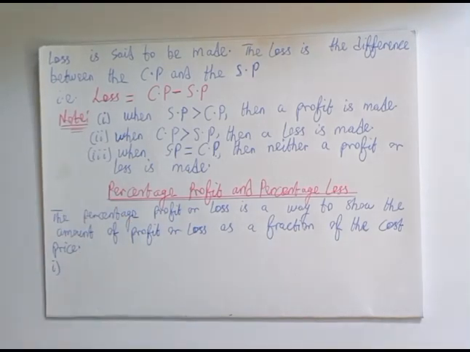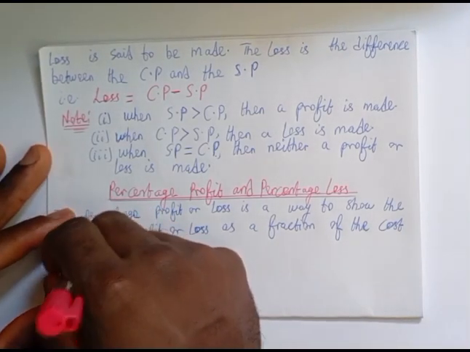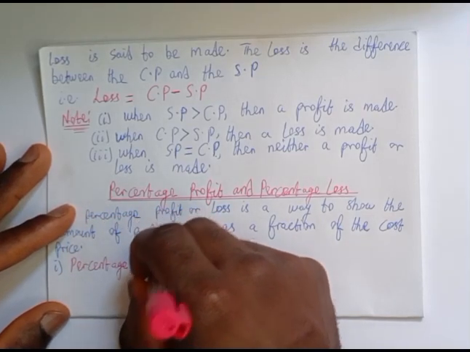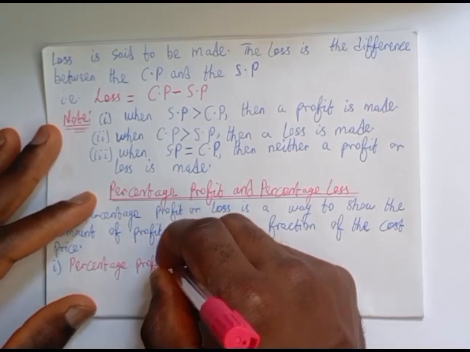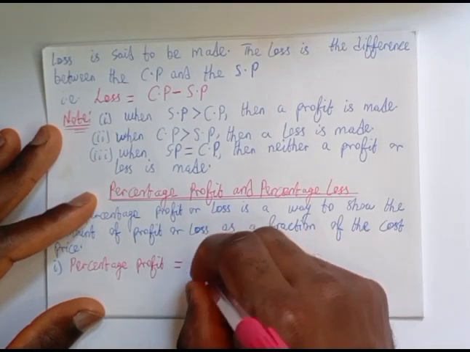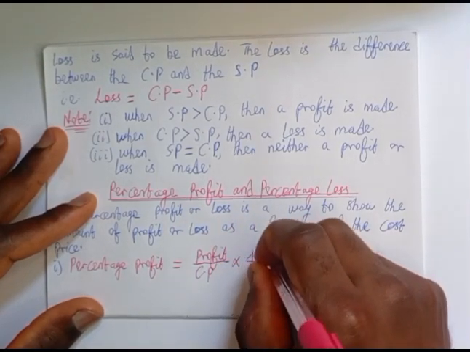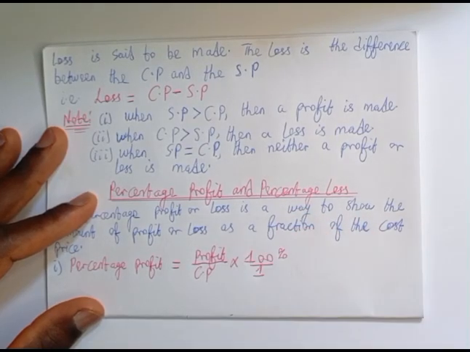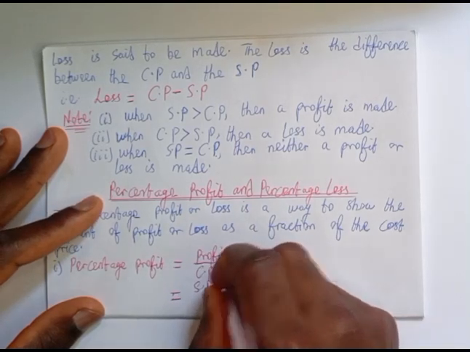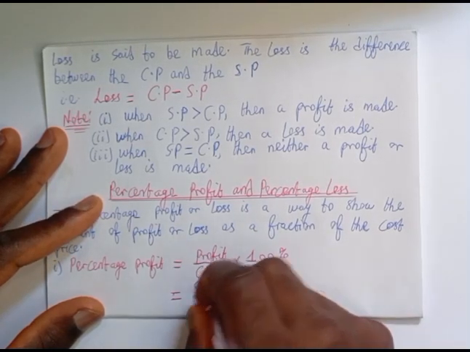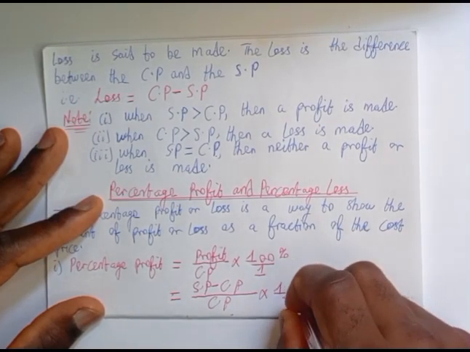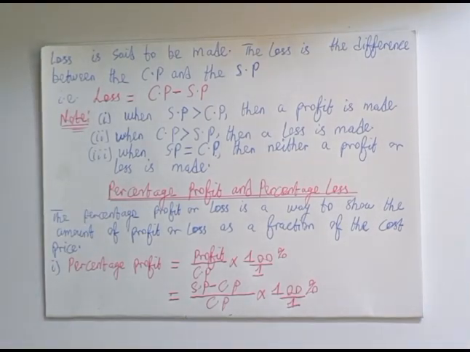First, percentage profit. Percentage profit is simply equal to profit over the cost price times 100% over 1, which is simply the same as, we know profit is calculated by making use of the selling price minus the cost price, all over the cost price times 100% over 1. This is how we calculate the percentage profit.